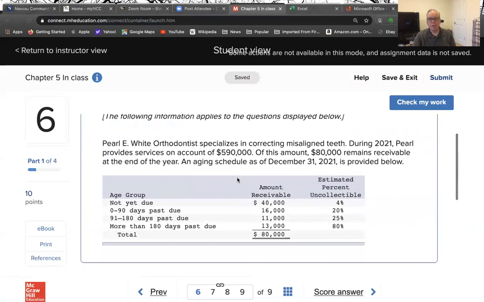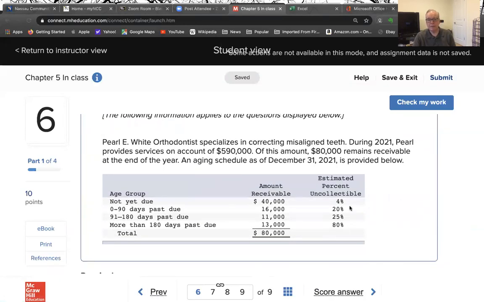Right now, when you see this, they want you to do something called aging. And we went over that last time. Let me see if I can find it in the book. This was on page 241. And what this says is this. This is similar to the percentage of receivables here. But what we're doing here is we're analyzing the receivables in detail.